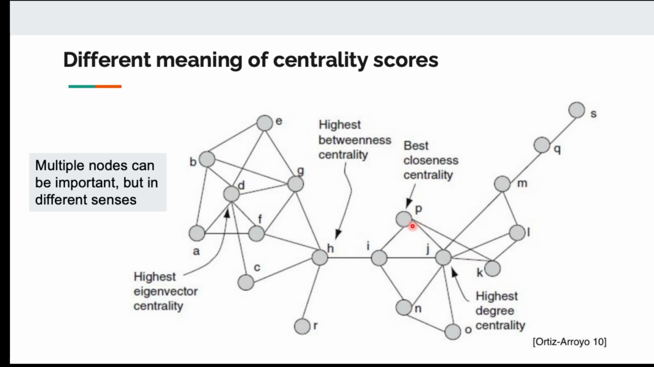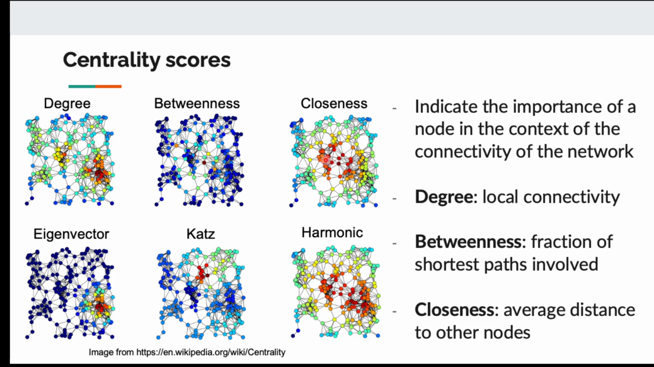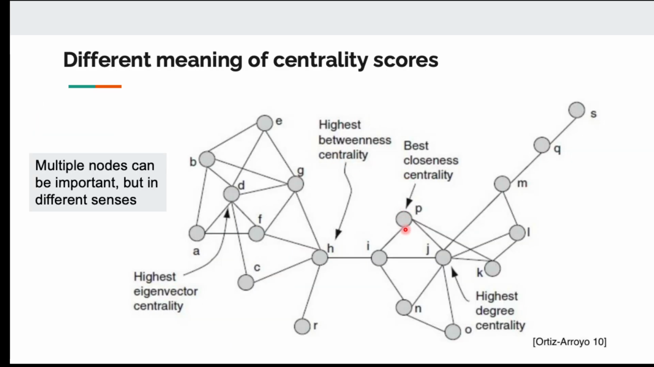This node P has high closeness because from node P, it can reach other nodes with the shortest distance. So closeness means it's at the center of the network. From this visualization, it doesn't suggest strongly that P is the center of the network, because it doesn't look like it has the center.